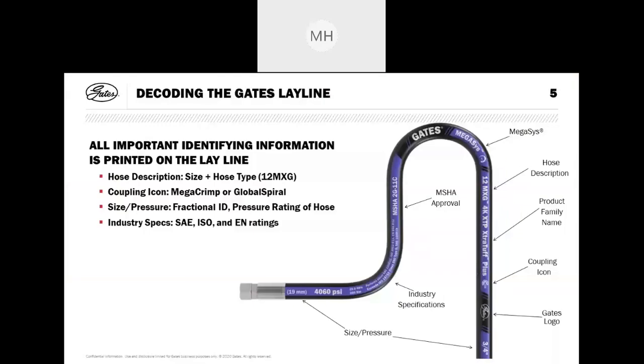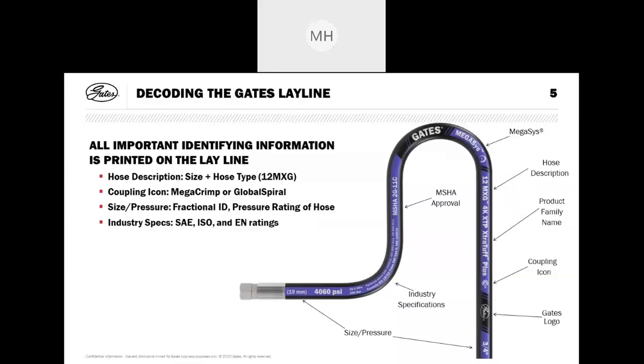So we'll have a look at the Gates layline and we'll discuss how we decode these. Every hose has a lot of information, so it's good to go through it step-by-step to understand what these are. So the hose description is starting over here on the right-hand side. For our example here, we've got our 12 MXG hose, which we're looking at today. So that's clearly identified as the hose, as the part number.